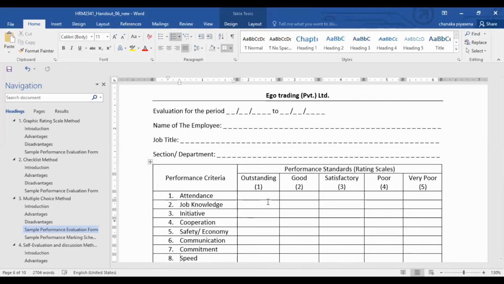Outstanding attendance, good attendance or satisfactory attendance, poor attendance, and very poor attendance. Likewise, the evaluator has multiple options they can select.